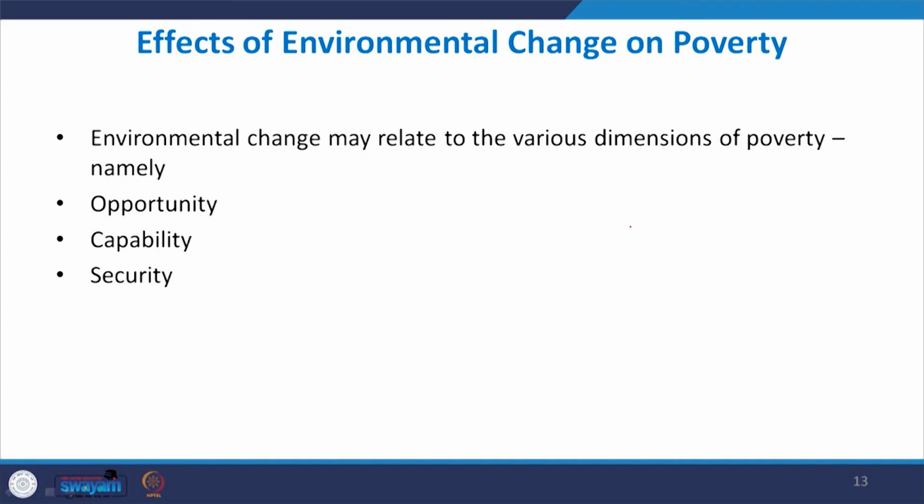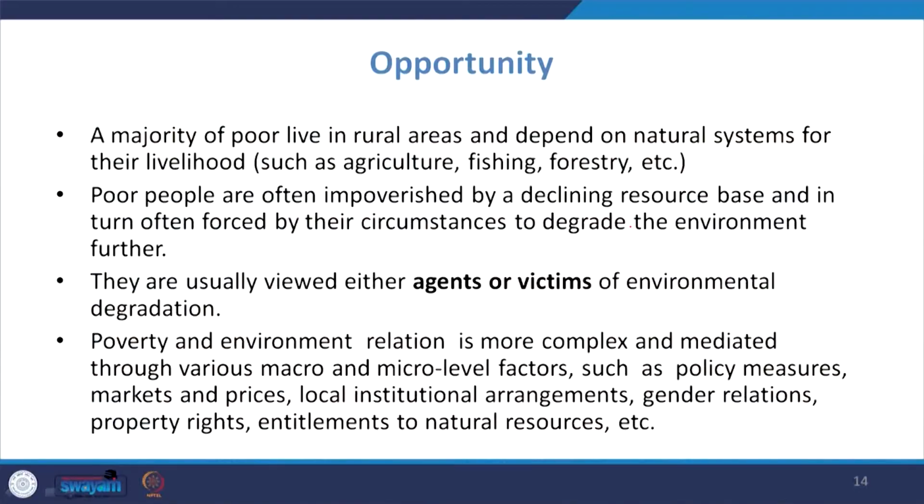So, I will explain these three key dimensions of poverty in context of environmental change. So, let me take first opportunity. A majority of poor people live in rural area and depend on natural systems for their livelihood, such as agriculture, fishing, forestry. So, most of the poor people have their livelihood in agriculture, fishing, forestry, or in those activities which require natural resources, environment and ecological services.